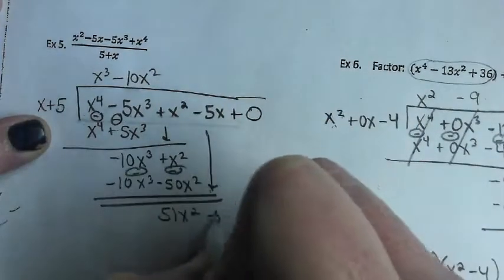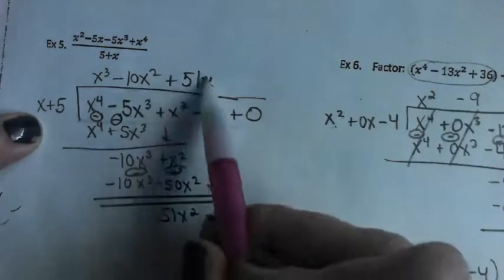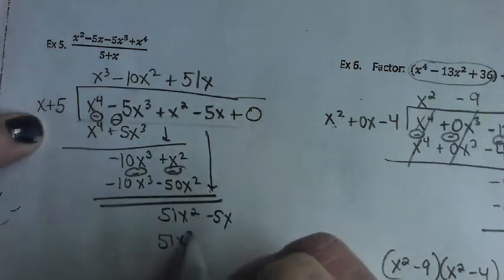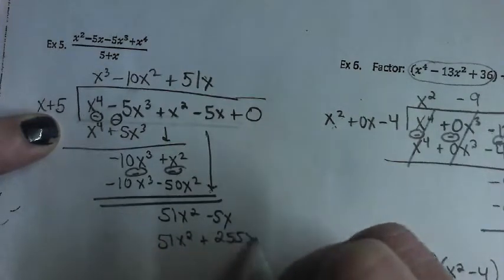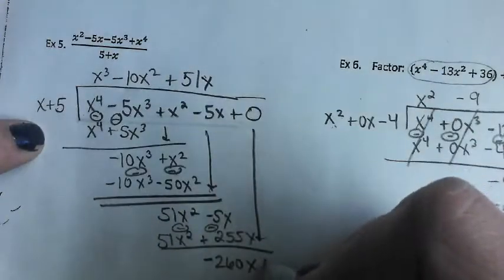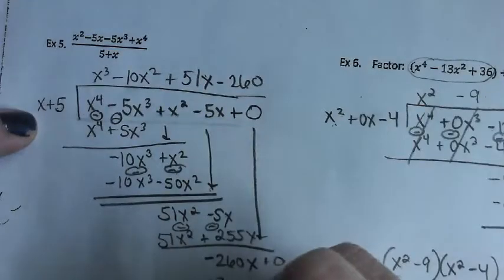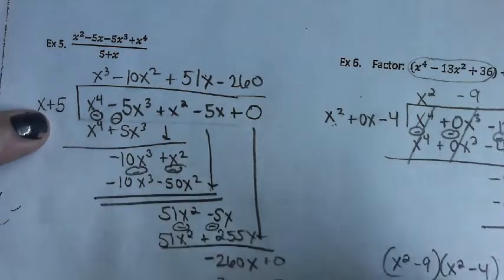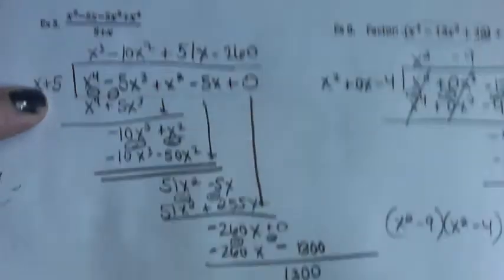Oh, this is ugly. Plus 51x will make this 51x squared plus 255. Do your subtraction. Negative 5 minus 255 is negative 260x. Bring down your 0. This will be negative 260. Negative 260x minus 1,300, I think.